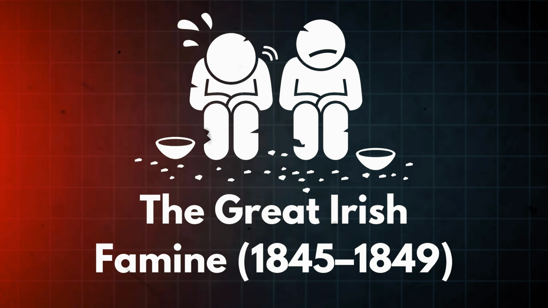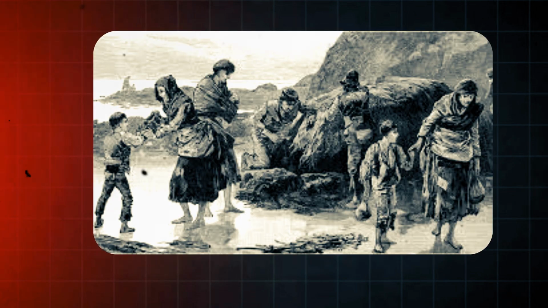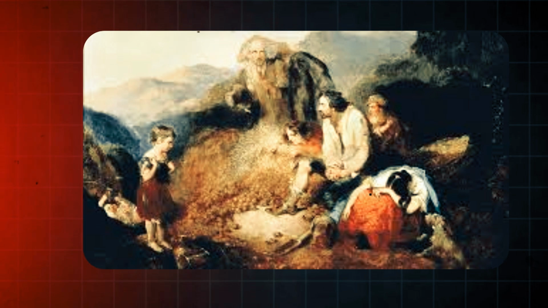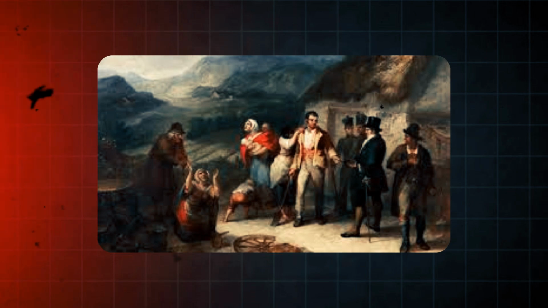The Great Irish Famine, 1845 to 1849. Now we travel to mid-19th century Ireland, where an agricultural disaster, coupled with political mismanagement, led to mass starvation and migration. A potato blight devastated the staple crop on which much of the Irish population depended. British government responses were widely criticised as insufficient, exacerbating the crisis.